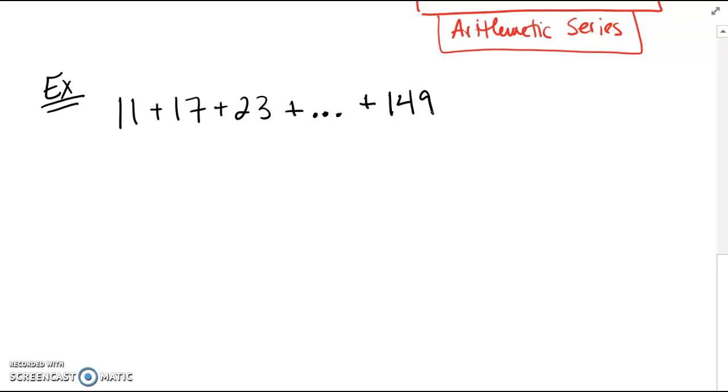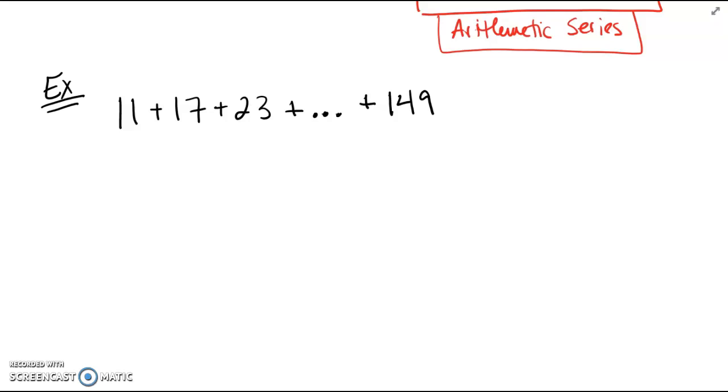Every once in a while, a kid will look at this problem and they're like, well, what am I supposed to do? And I go, well, those are plus signs, right? Those aren't commas. Those are plus signs. It's asking you to add up this expression, 11 plus 17 plus 23, all the way to 149.